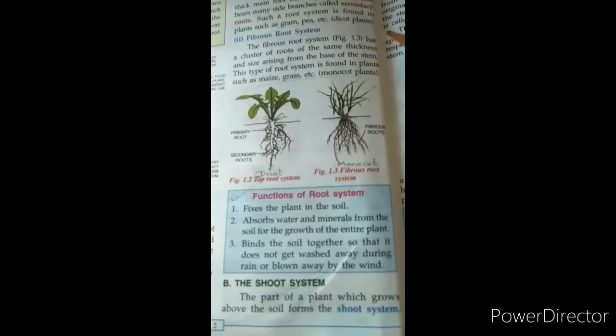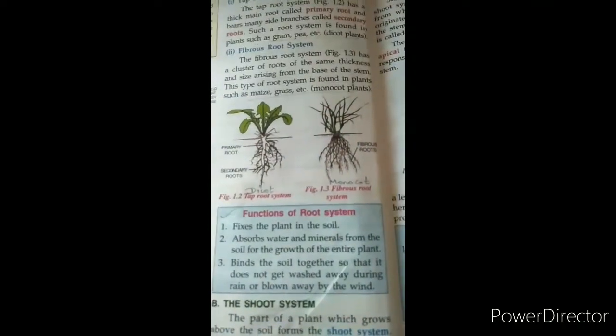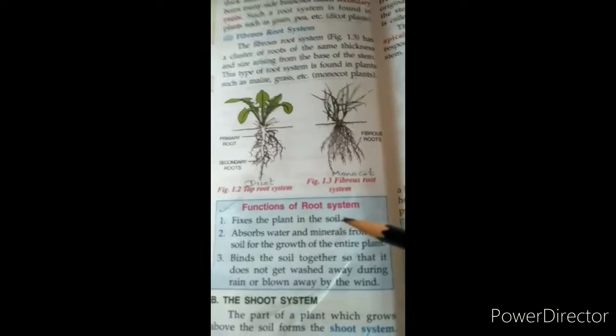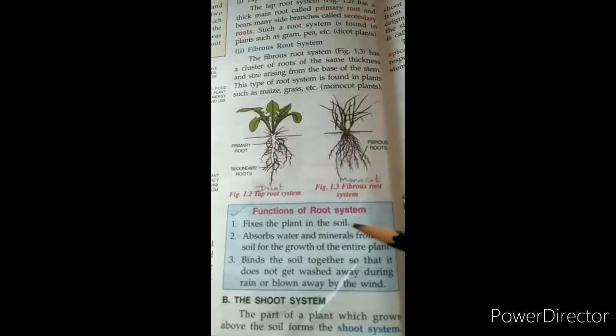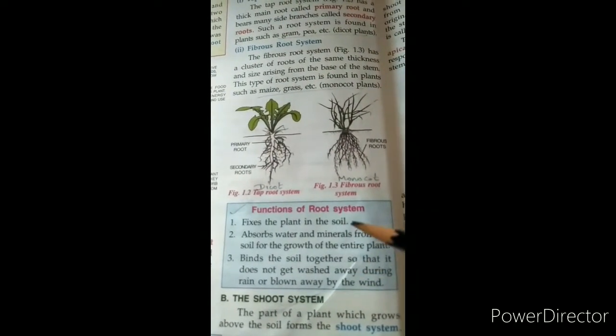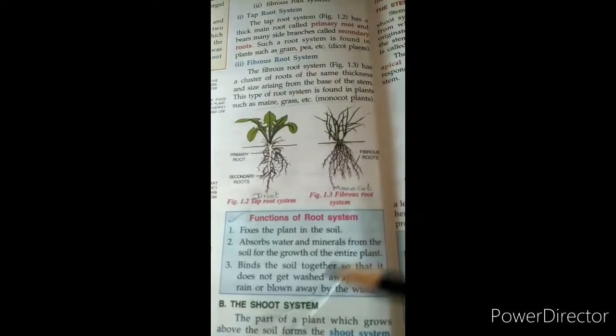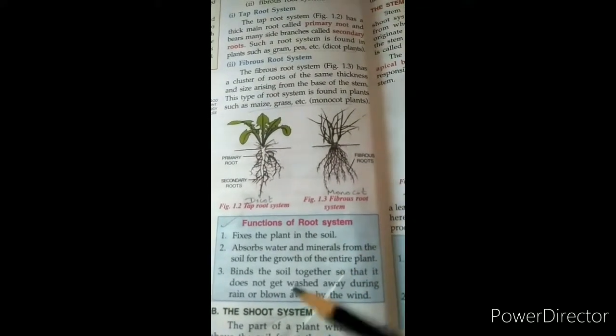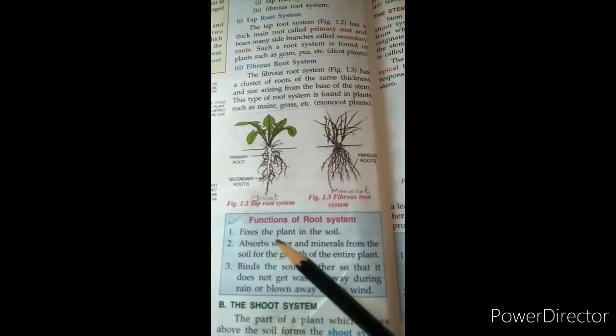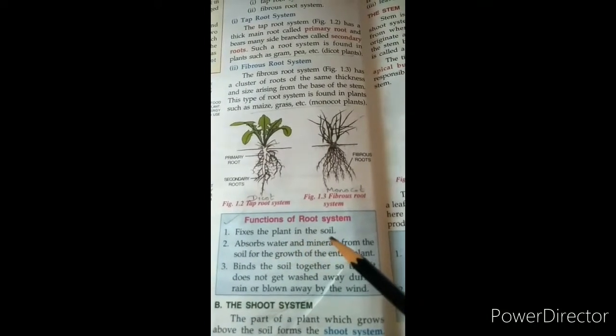Let's have a look and see the functions of the root. Now, functions of the root, I'm sure you will be able to find even more functions than are given here, but let's have a look at the three functions they are giving us for the root system. First one, fixes the plant in the soil.